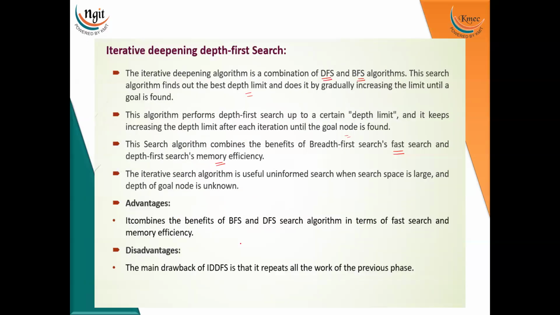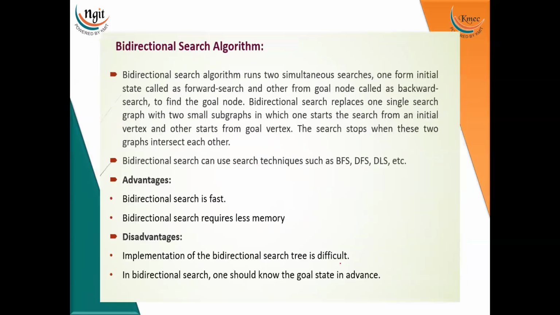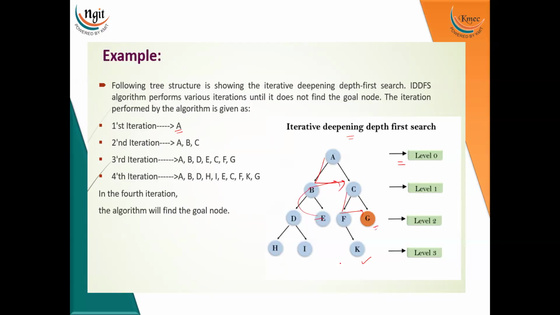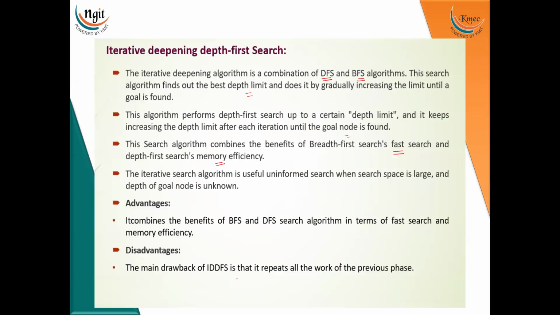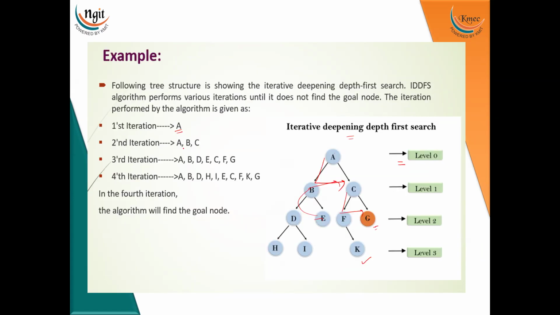And that itself is the drawback of this. That is, it repeats all the work of the previous phases. Means in each iteration, every time it will traverse the already visited nodes. That itself is the disadvantage of this iterative deepening depth first search algorithm. So you can see here, in each iteration we are visiting the same already visited nodes.